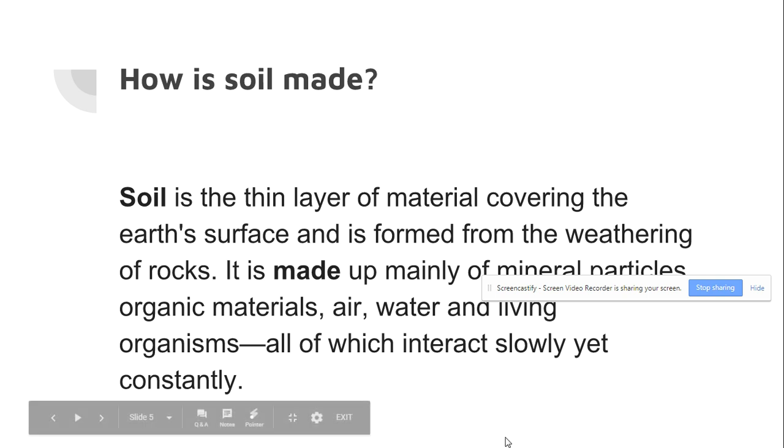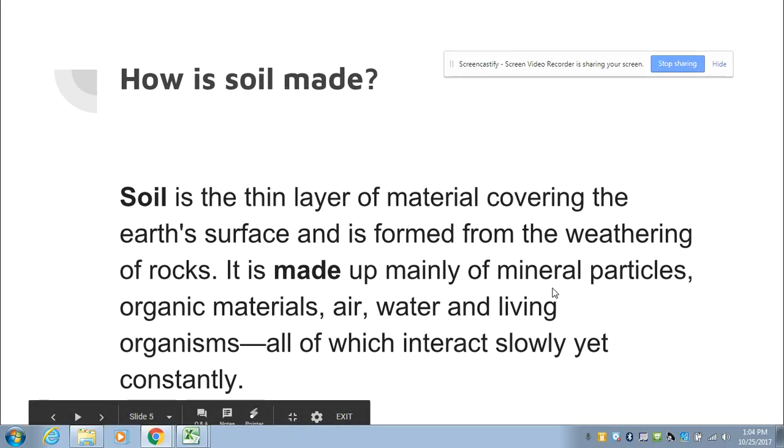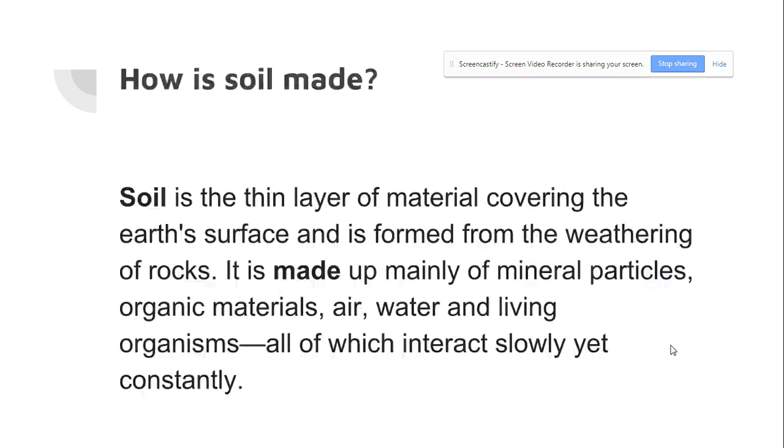So soil is made, sorry, hold on, let me get rid of that. Okay. Soil is a thin layer of material covering the Earth's surface and is formed from the weathering of rocks. So big rocks are weathered or chipped down into smaller rocks, which are weathered and chipped down even to smaller particles. And then those are even broken down into its mineral particles.